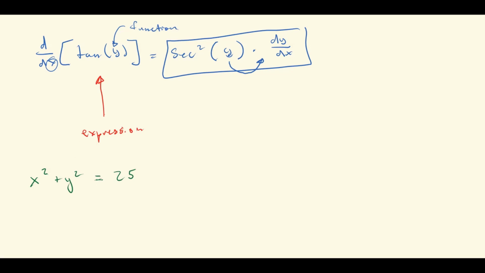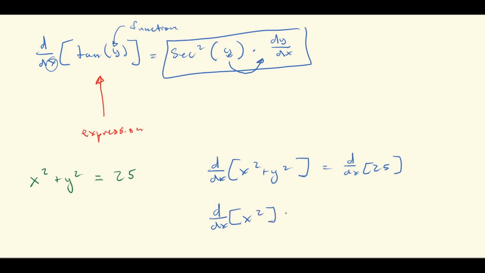So when we have an equation, then the first thing we want to do is take the derivative of both sides. So we're going to take the derivative with respect to x of both sides. And then we know that we can just take the derivative of each individual term here. So the derivative with respect to x of x squared plus the derivative with respect to x of y squared. And we know that the derivative of any constant is 0.